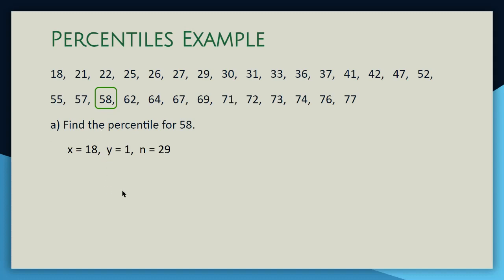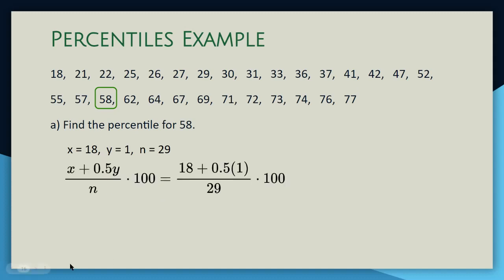Next, we're going to use the percentile formula. So our percentile formula is (x plus 0.5y) divided by n, times 100. So (18 plus 0.5 times 1) divided by 29, times 100. And when I plug that in my calculator, I get 63.74.